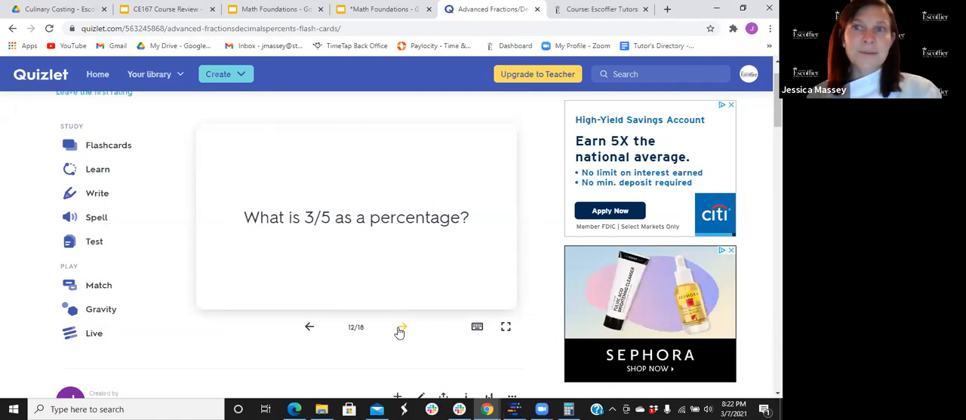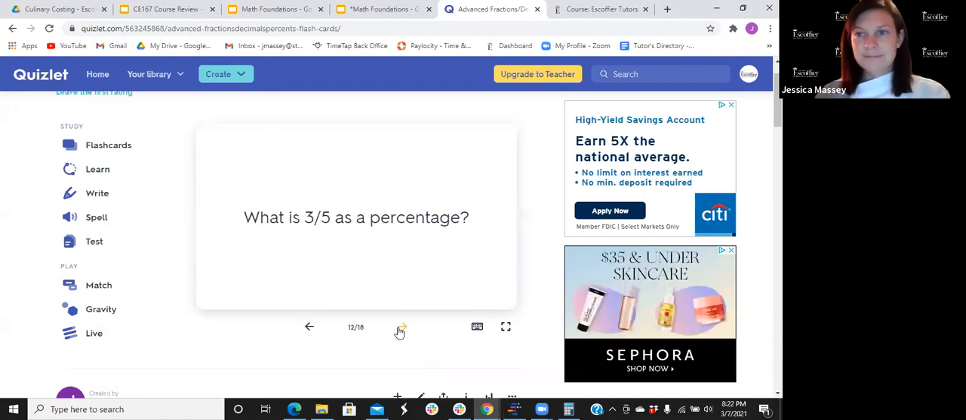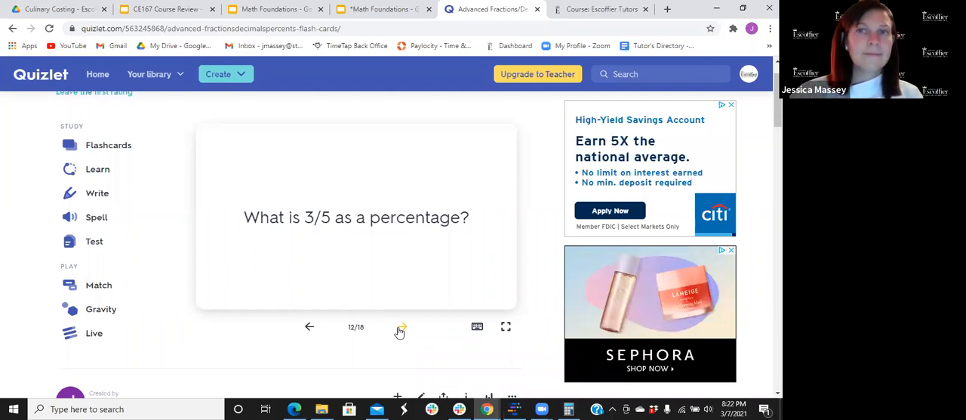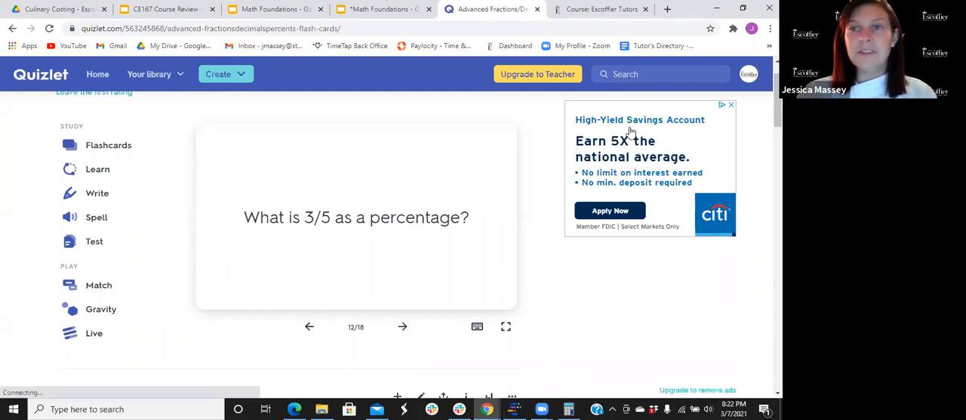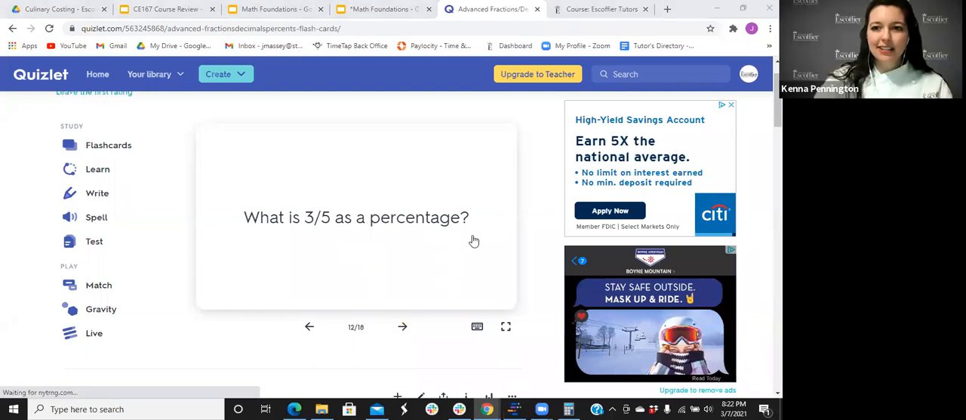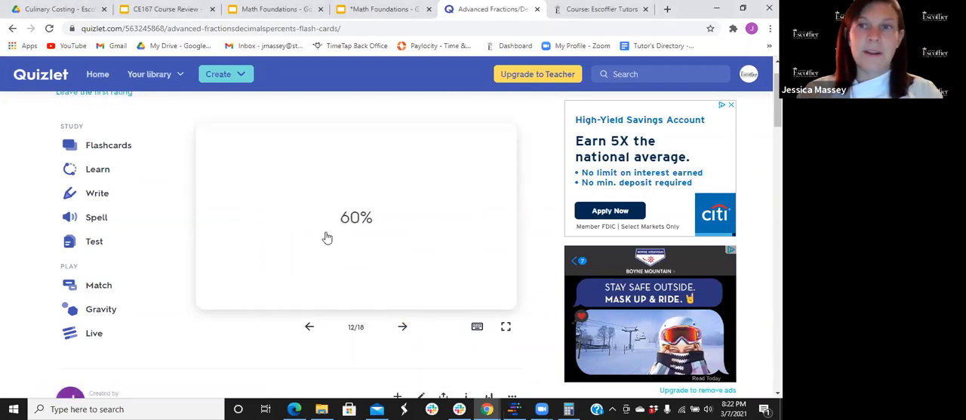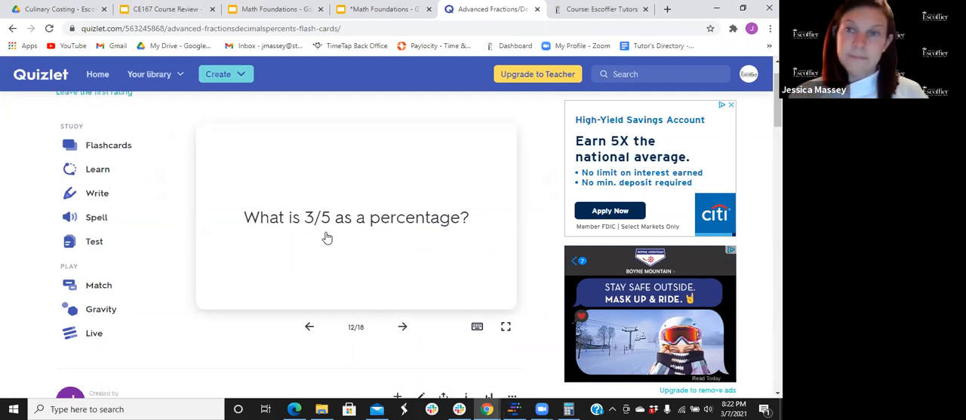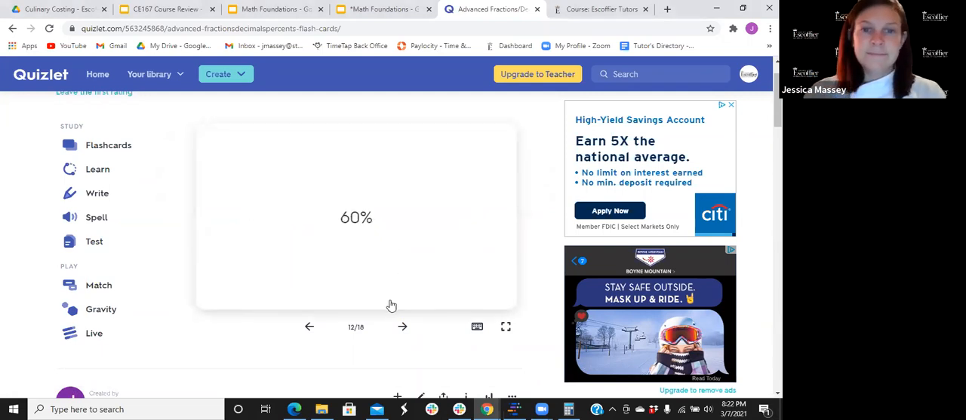What is 3/5 as a percentage? Same thing, you got to do both parts here. Ooh, 60%. Nice job. That's exactly it. Your 3 divided by your 5 equals 0.6. Times it by 100 equals 60%.